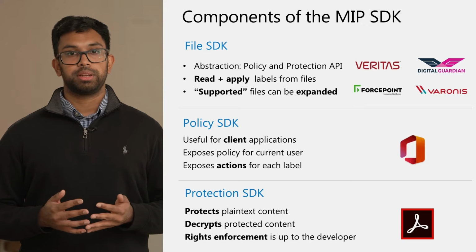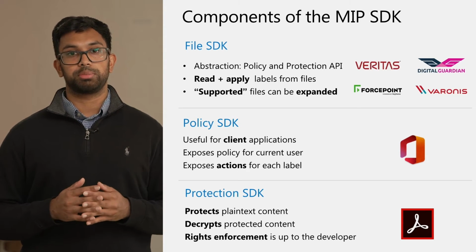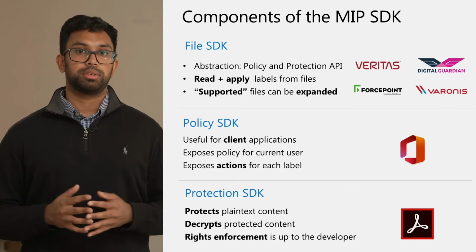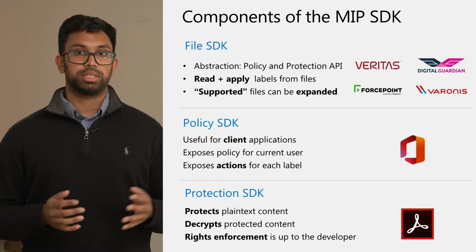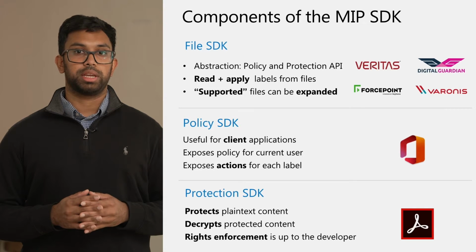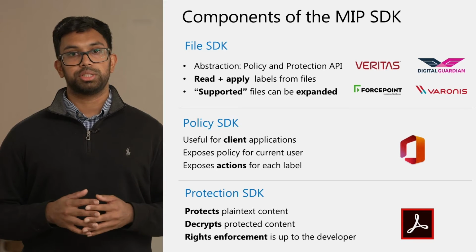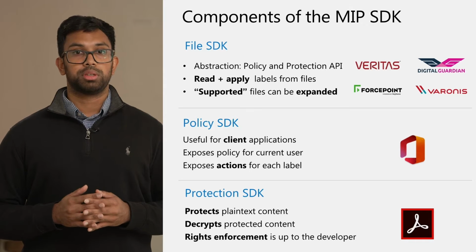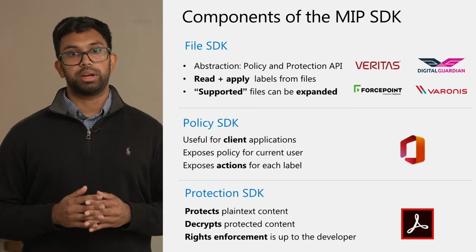The Policy SDK doesn't actually do anything. What it actually does is expose the different kinds of label actions that you can go ahead and implement. Finally, we have the File SDK, which is an amalgam of both the Protection SDK as well as the Policy SDK. And you can use this essentially to reason over files in order to perform label actions or protection actions. This is what is most commonly used by partners and other customers who are building out line of business applications. And we'll go into this a little bit deeper in our demo.